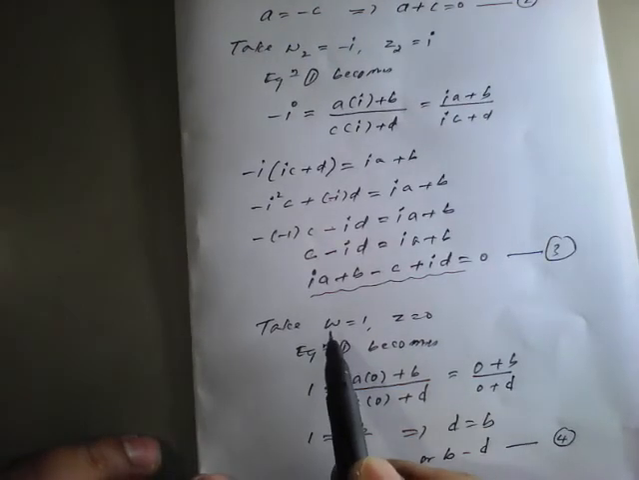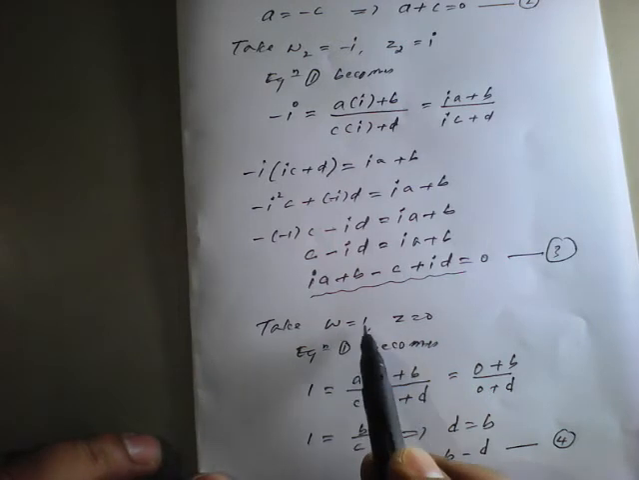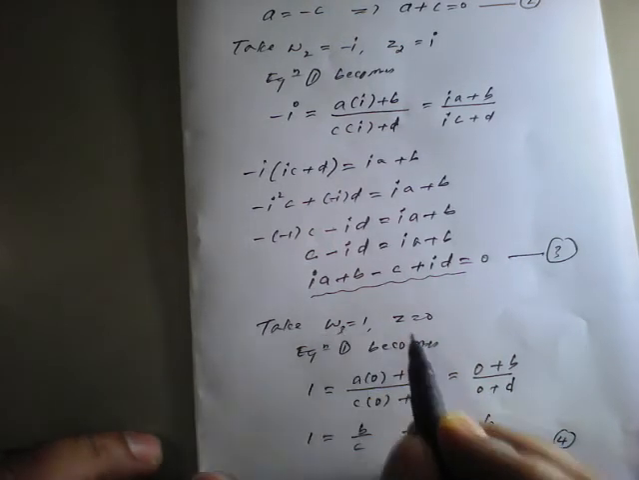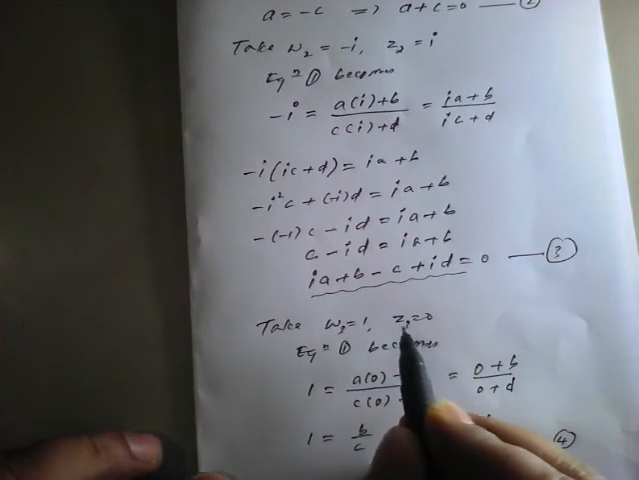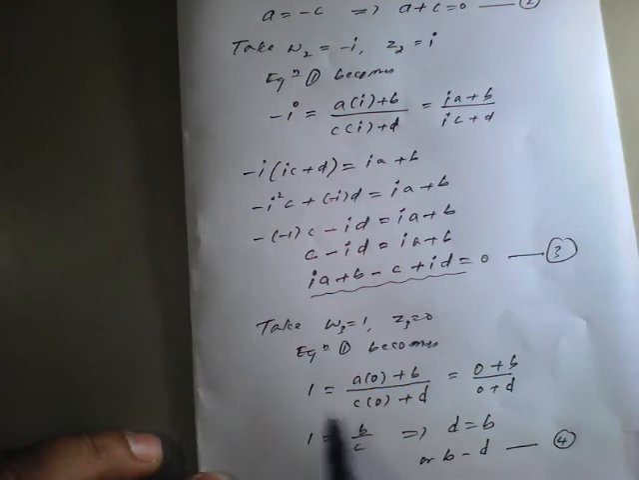Now the last values of w and z, that is w3 and z3. So w3 is 1 and z3 is 0. Apply these two values in equation number 1, we get this expression, and from this we get equation number 4.